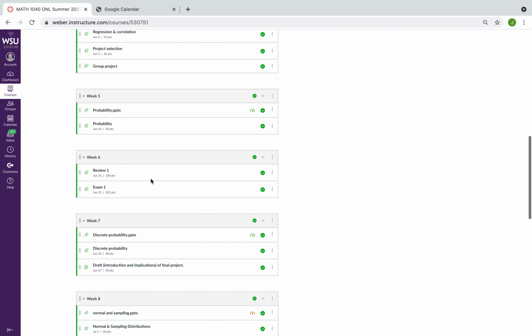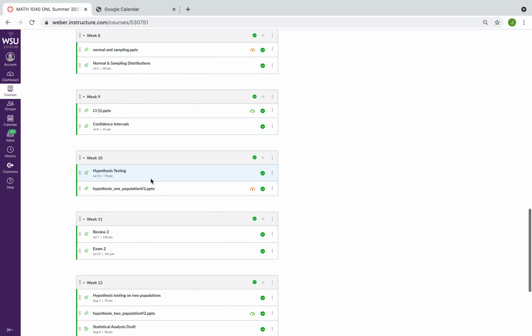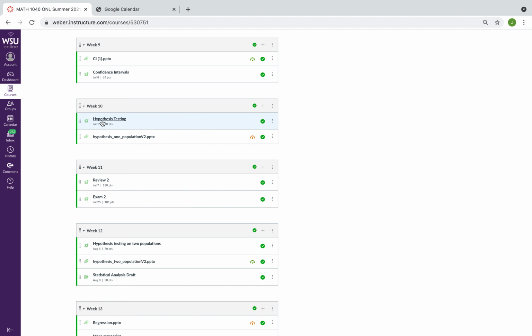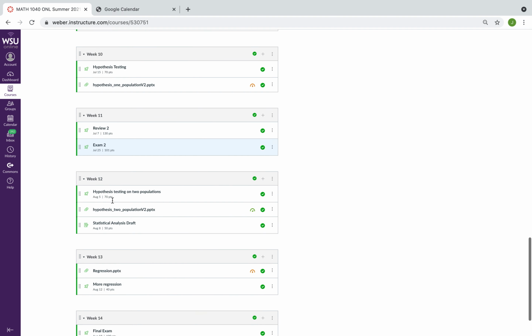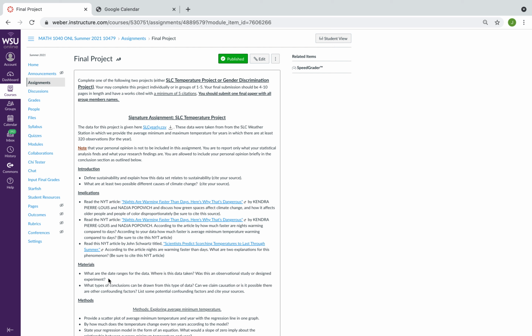So your exams are just listed right here on the Canvas page. And you can see your outline. Here's exam 2. Here's the quiz for week 10. Everything's listed here. Here's your final exam, and here's your final project. I'm going to click on your final project. One of them is on the Salt Lake City temperature project, and the other is on a pay disparity project. I apologize, somehow this didn't get updated, but it will after this recording.